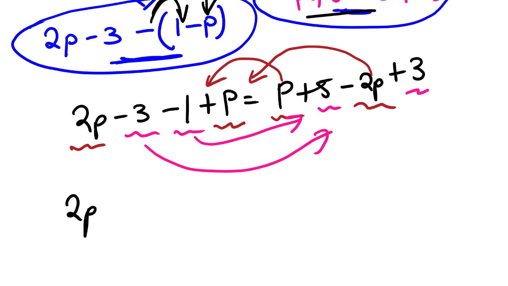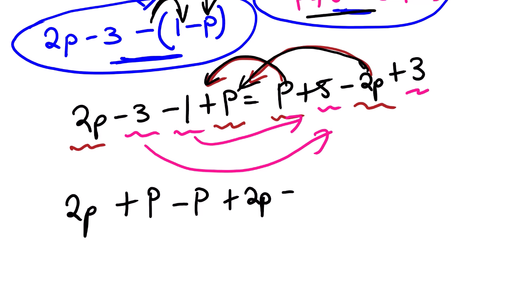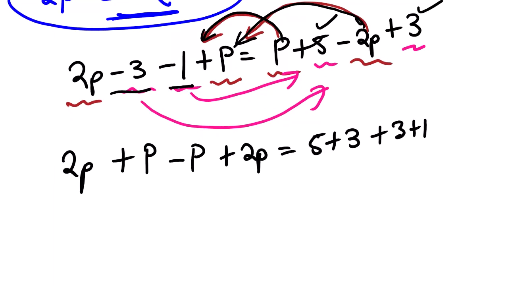So we have 2p plus p. This one is positive. When it comes to this side, it becomes negative p. This one is negative p. When it comes to this side, it will become positive 2p. It's equal to, we have 5 plus 3. It's this term and this one. This one was negative, and also this one was negative. So we have plus 3 plus 1. 2 plus 2 is 4. Plus 1 is 5. Minus 1 is 4.